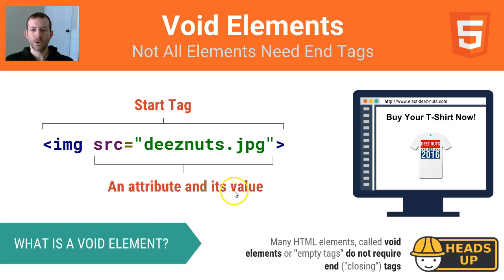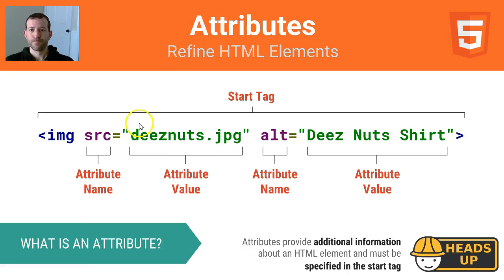Something else I want to draw your attention to is that inside the start tag, I have what's called an attribute. In this case, src, and then it says equal dsnuts.jpg. This attribute is telling the element, this is the image I want you to display on the screen. So attributes are extremely important and they go within your start tags. They help refine how the element should behave.